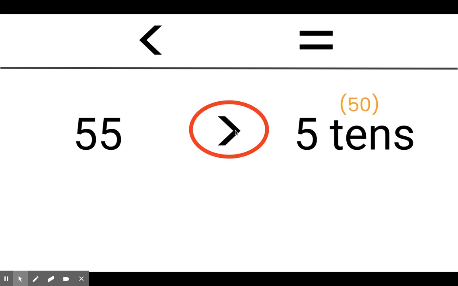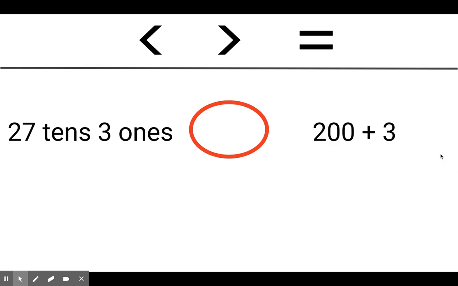Did you write greater than on your whiteboard? Check your work. If you did, you're correct. 55 is greater than 5 tens, or in standard form, we would say 50. The opening is pointing toward the larger number. It has an additional 5 ones, which increases its value. Let's take a look at another problem.